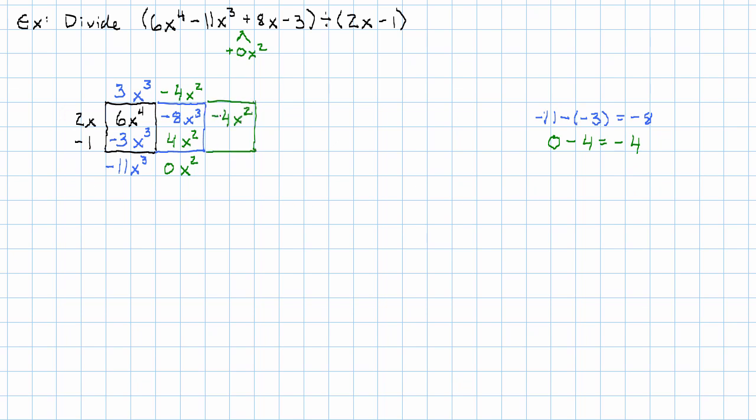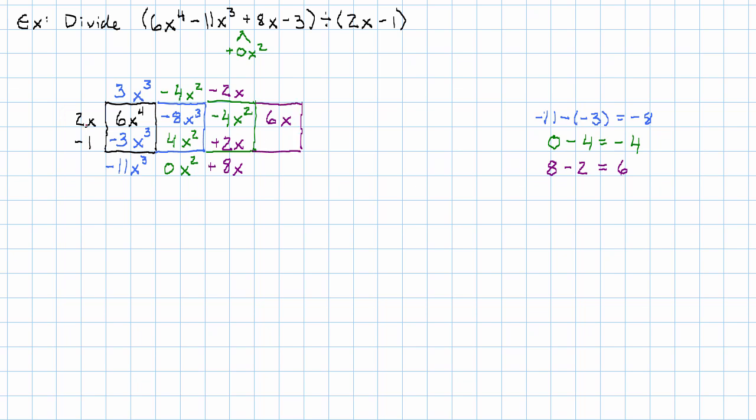Okay, now I've got a negative 4x squared here. What do I need to multiply by 2x to get negative 4x squared? Well, negative 2x. And then negative 2x times negative 1, that is positive 2x. For my x term, I need to get positive 8x. So I'm thinking 8 minus 2 is 6. I'll need to have a 6x here.